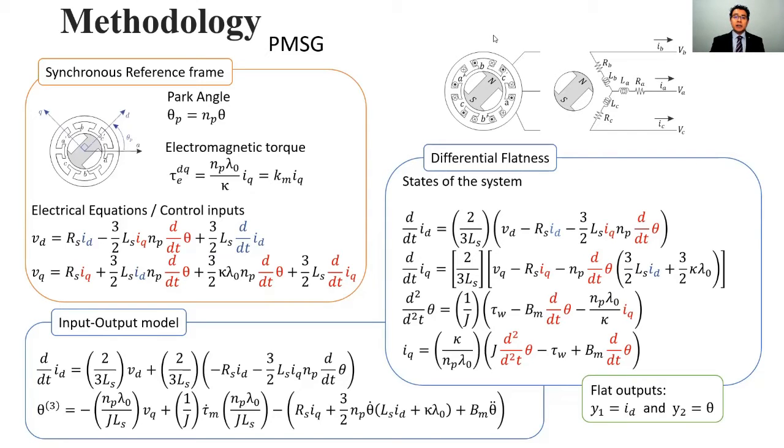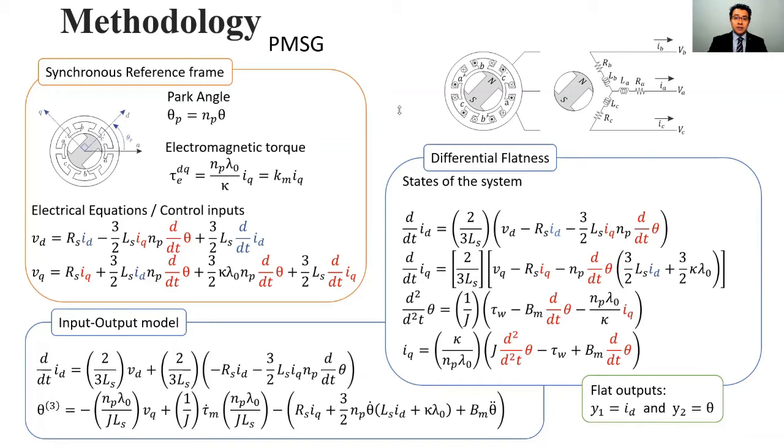We model the permanent magnet synchronous generator in the synchronous reference frame by applying the Clarke transformation followed by the Park transformation to the electrical equations in the ABC reference frame, or natural reference frame, determined by Kirchhoff's law. The Park's angle is just the product of the angular position and the pole pair number. Notice the simplicity of the electromagnetic torque expression. It is quite similar to the electromagnetic torque of a DC motor.